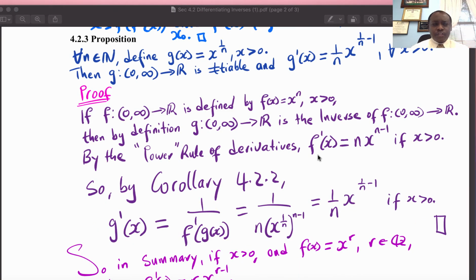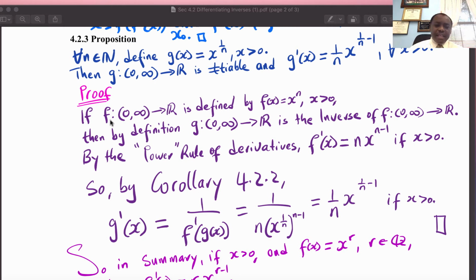Next, proposition 4.2.3. Let n be a natural number and define g of x to be x raised to the power 1 over n where x is greater than 0. Then the function g from the open interval 0 infinity to R, the set of real numbers, is differentiable and the first derivative is 1 over n x raised to the 1 over n minus 1 for every x strictly greater than 0. Interesting. This almost looks like the power rule for derivatives. You know, if f of x equals x to the n, the first derivative is n x to the n minus 1. Well, we're actually going to use that.